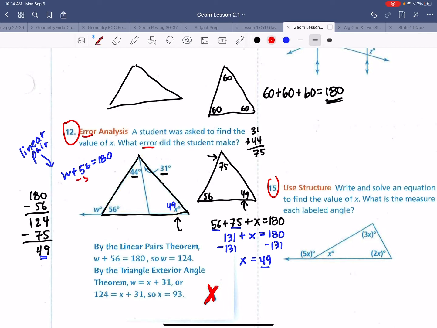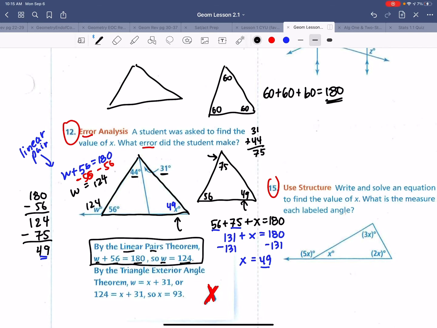All right, and again, you may have seen that in middle school. So as we review this, what do we get? 124. So it says W is 124. W plus 56 is 180, linear pairs theorem. All this is good. We don't have a problem with that.